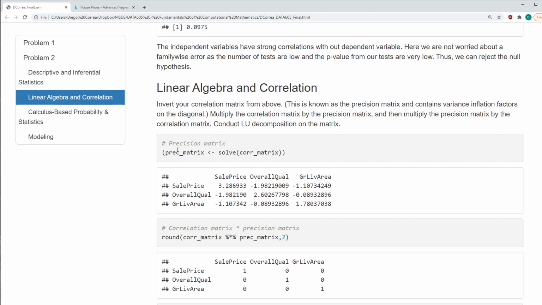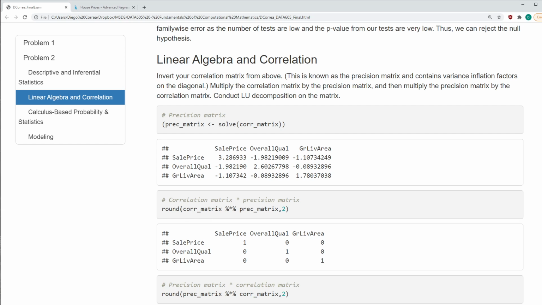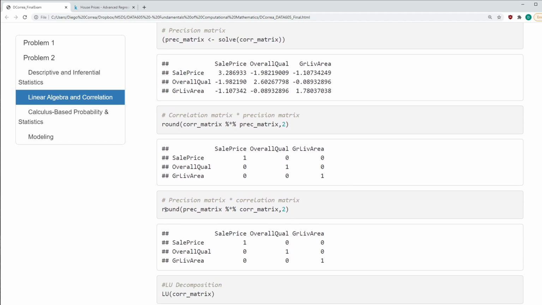So in order to calculate the precision matrix, I use the solve function on the correlation matrix that we created. And this is the precision matrix. Next, I multiply the correlation matrix with the precision matrix, and I round the answer to 2 decimal places, and we get the identity matrix. We do the same thing, but first we have the precision matrix multiplied by the correlation matrix, and we again get the identity matrix.